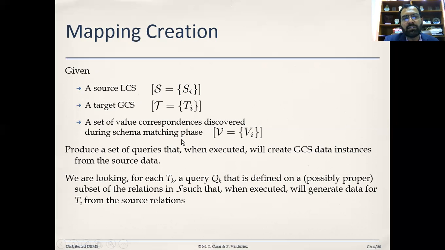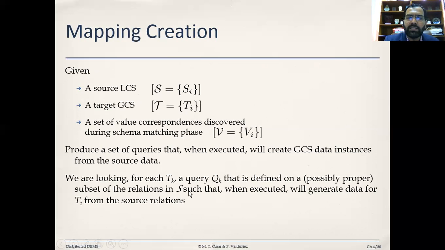Correspondences discovered during the schema matching phase will be represented as V is equal to Vi. Produce a set of queries that when executed will create GCS data instances from the source data. When you generate such queries, that will create the GCS instances, because those queries will then represent all those instances or elements which are defined in various local conceptual schemas. So if you go for the combined query, basically it will create the GCS definition.